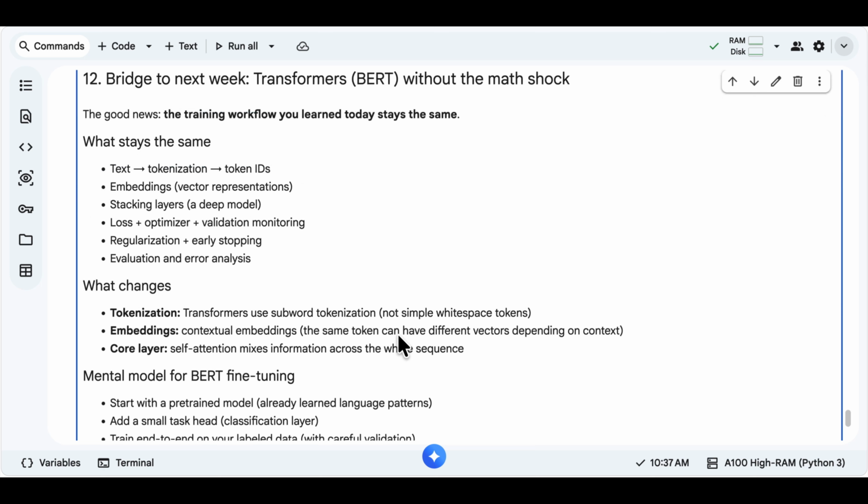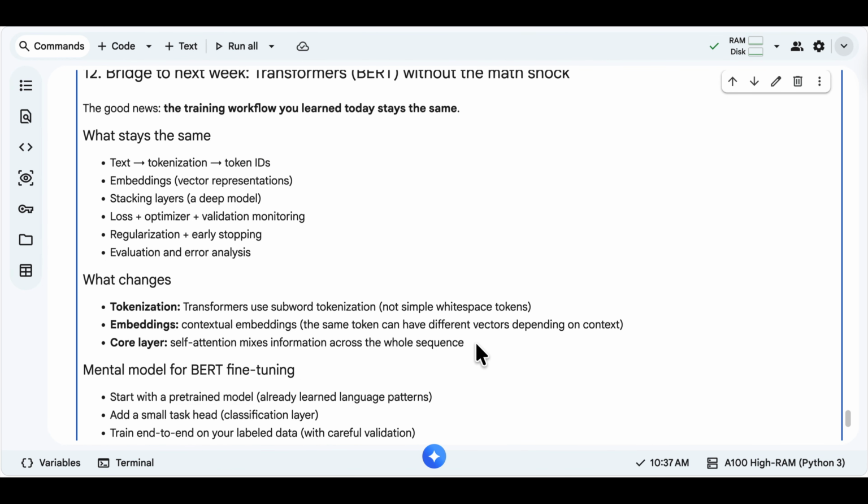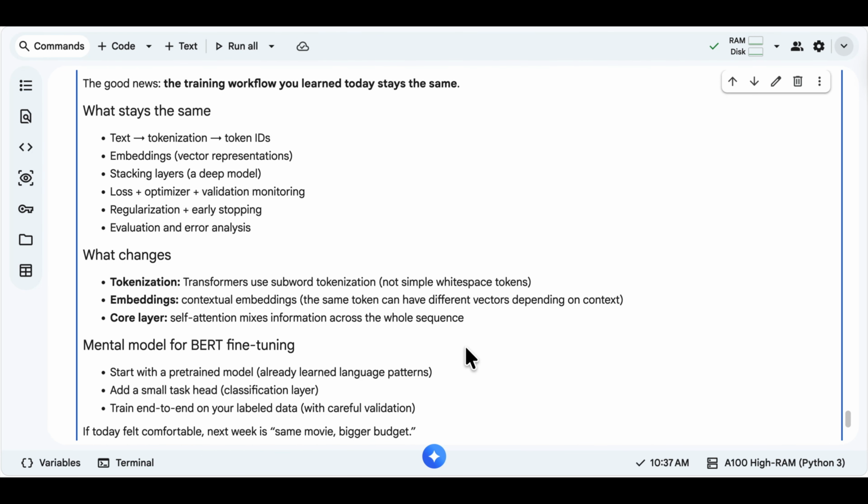Transformers use subword tokenization, which breaks rare words into smaller pieces. Their embeddings are contextual, meaning the same word can get different vectors in different sentences, and self-attention lets the model mix information across the whole sequence. Fine-tuning BERT is therefore not a brand new universe. It is the same workflow with a more powerful backbone.